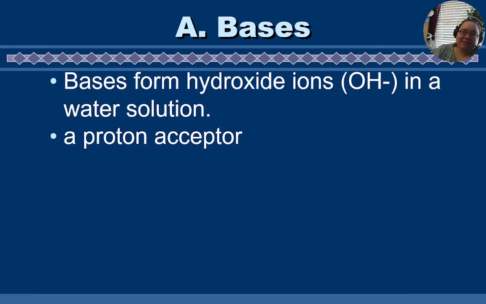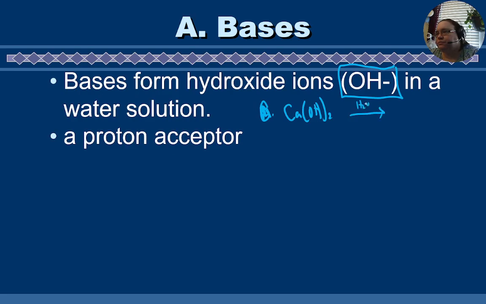Now, a base is a substance that forms hydroxide ions. It has OHs that it gives up. So, for example, calcium hydroxide. When we dissolve calcium hydroxide in water, that calcium is going to separate into its ion, and the OHs, that hydroxide, are going to form their ions.